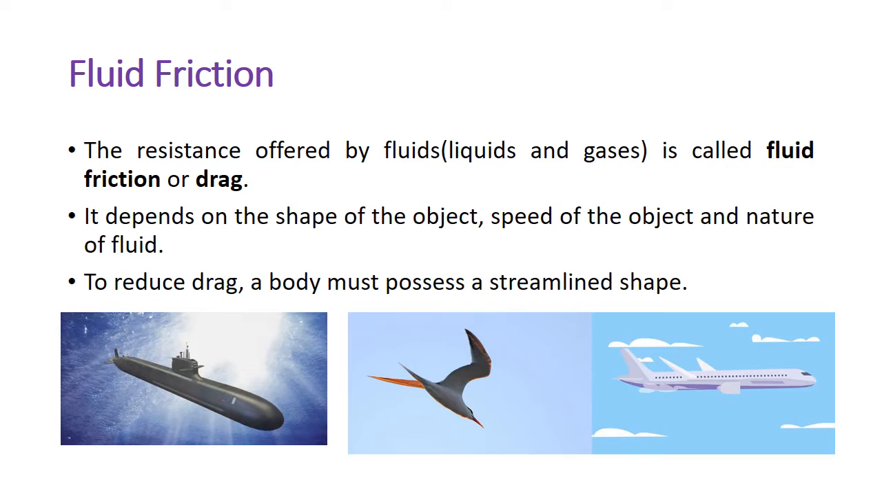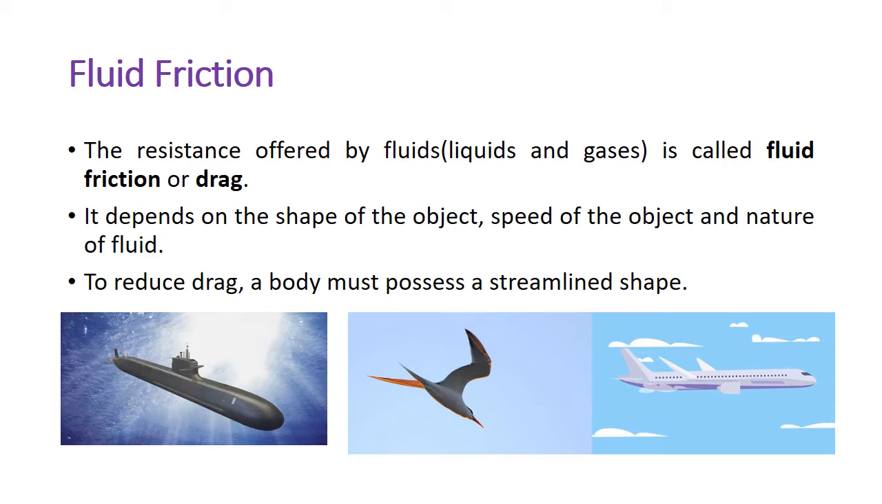Fluid friction. We have learned that solids experience friction when their surfaces move relative to each other. It has been found that fluids, by fluids I mean liquids and gases, also offer resistance to the motion of objects moving through them. The resistance offered by fluids is called fluid friction or drag. It depends on the shape of the object, speed of the object, and nature of the fluid. To reduce drag, a body must possess a streamlined shape.